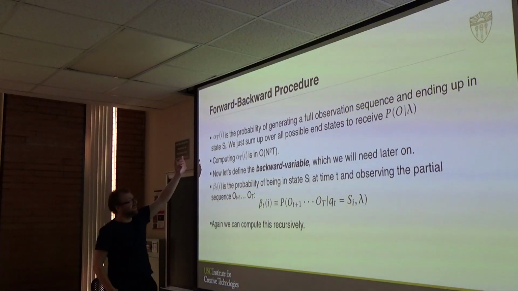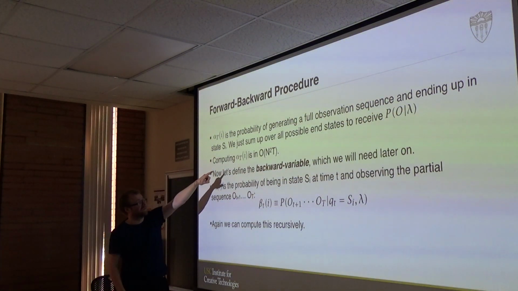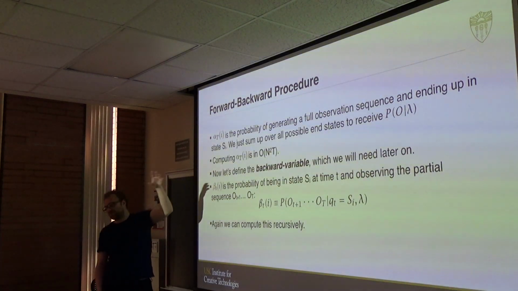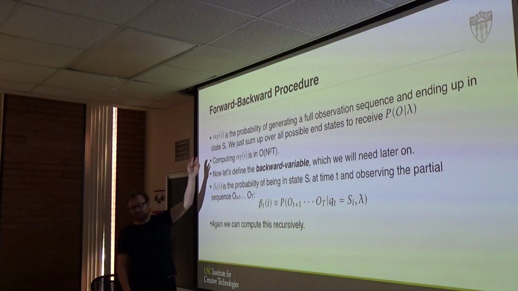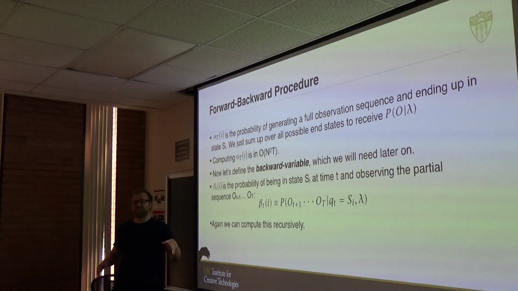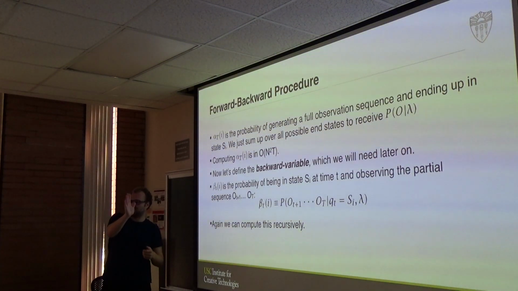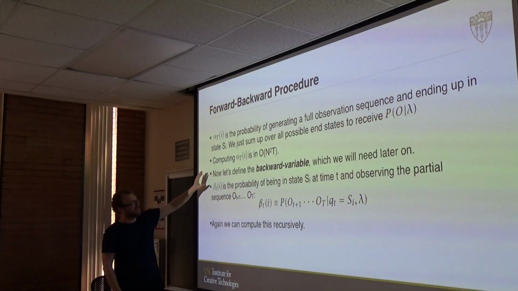So alpha_T is the probability of generating a full observation sequence and ending up in Si. We just sum up over all possible end states to receive P of O given lambda, and computing this is O of n squared times the length of the observation sequence. So this solves our evaluation problem, but we will also need the backward variable, where we go from the end into a previous time step. We will need that later, so let's define it here.